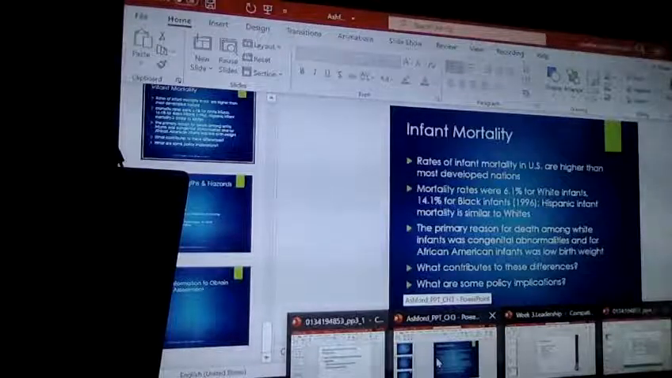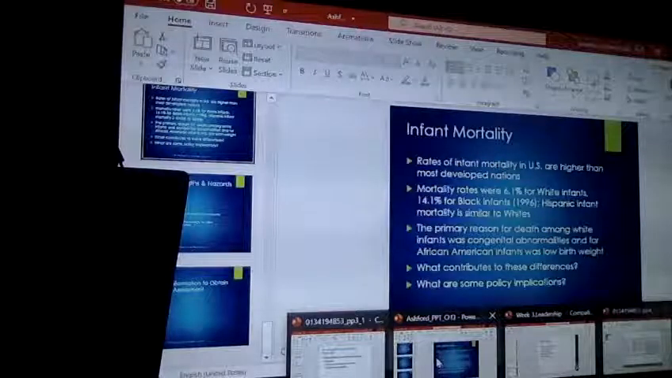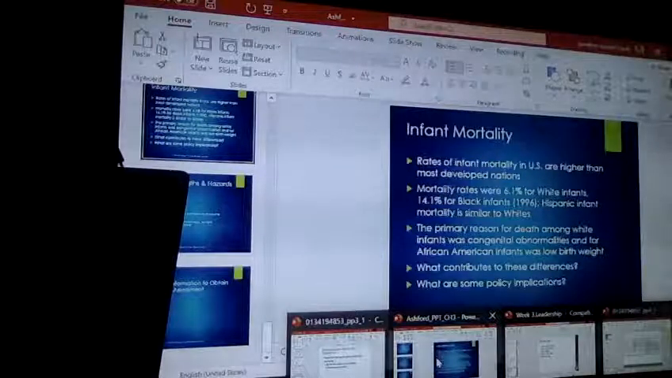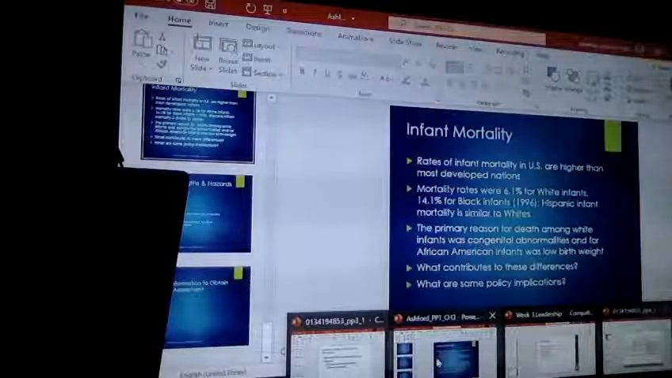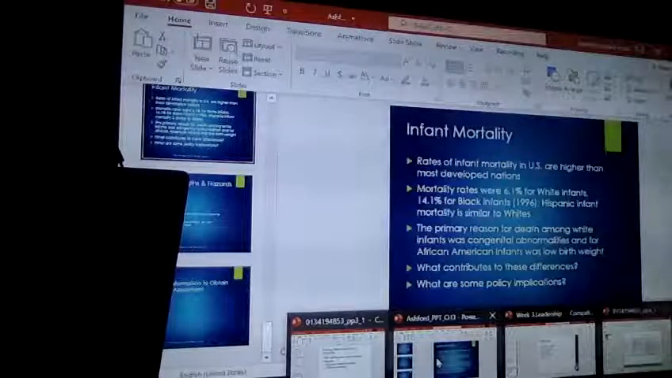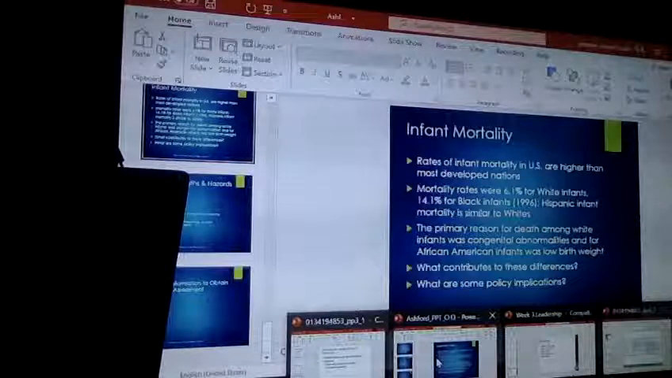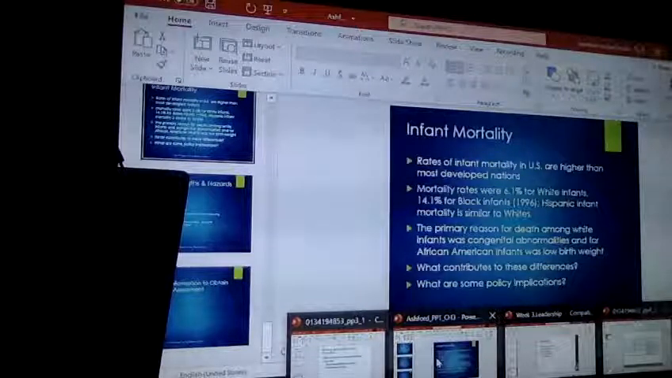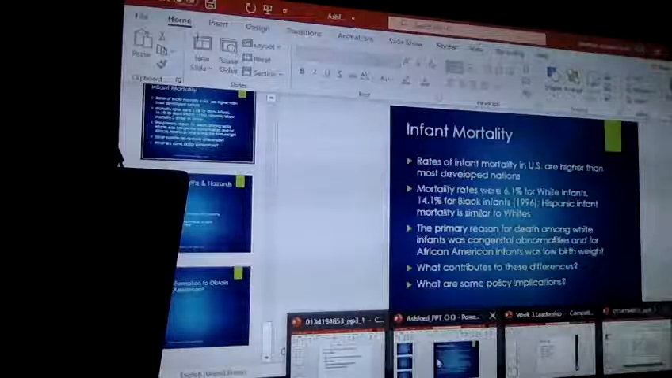Because we were going through our infant mortality, so the U.S. is like a third world country when it comes to infant mortality. I don't know if you guys have ever heard that. We have the worst rate of SIDS, which is sudden infant death syndrome. I know we covered this slide last class because I remember reading it, but 6% for white infants, 14% for black infants, and Hispanic infants was similar to whites. Primary reason for death was congenital abnormalities, and for African American infants was low birth weight.